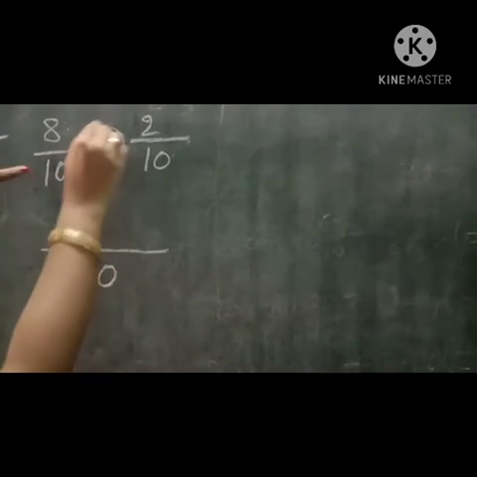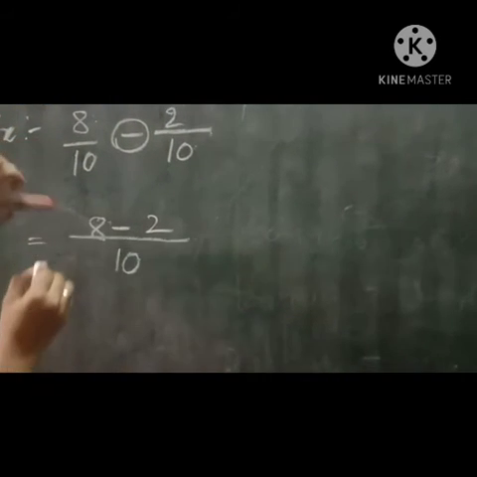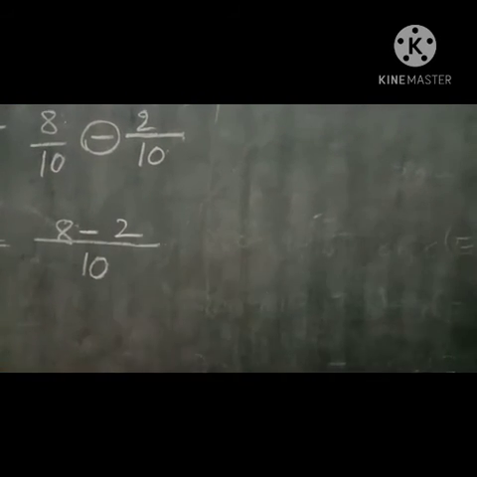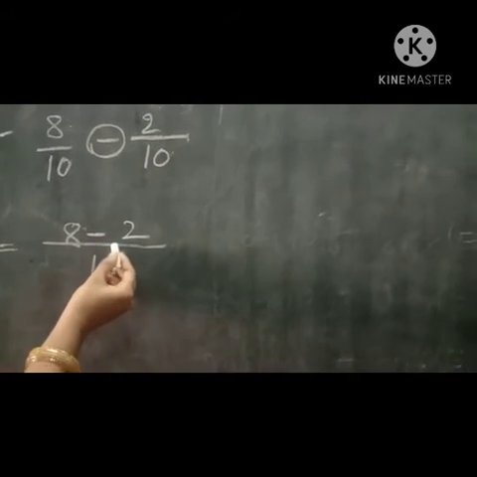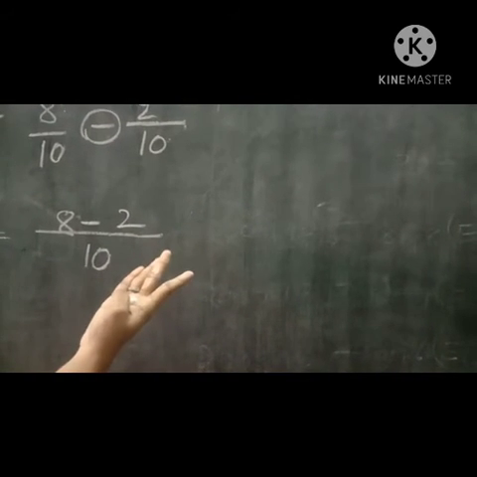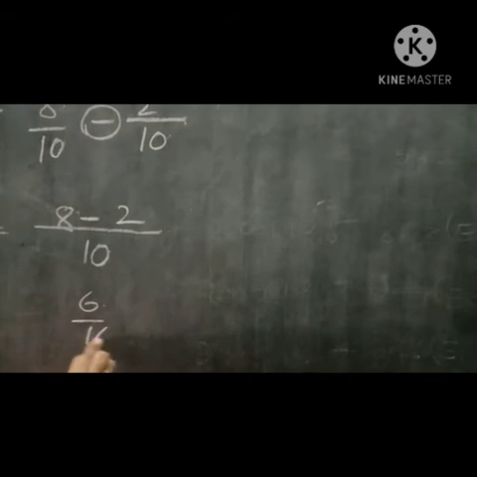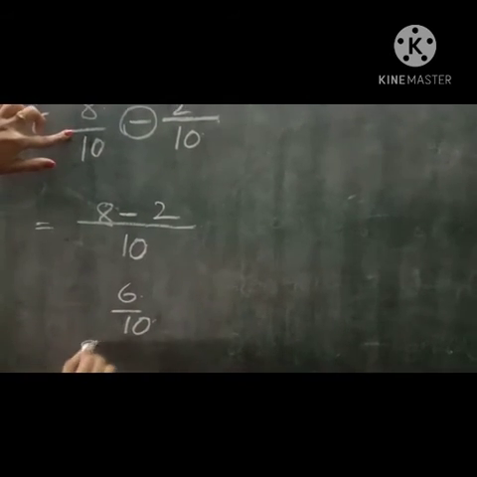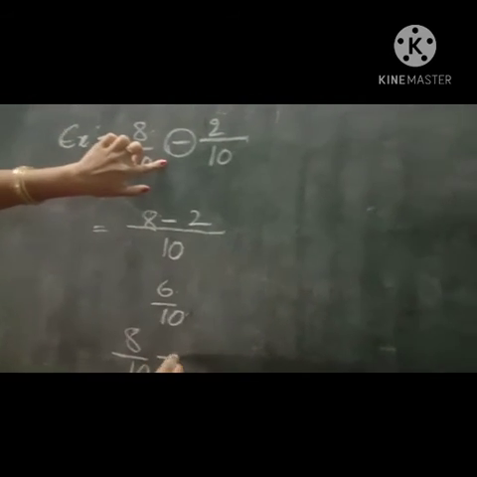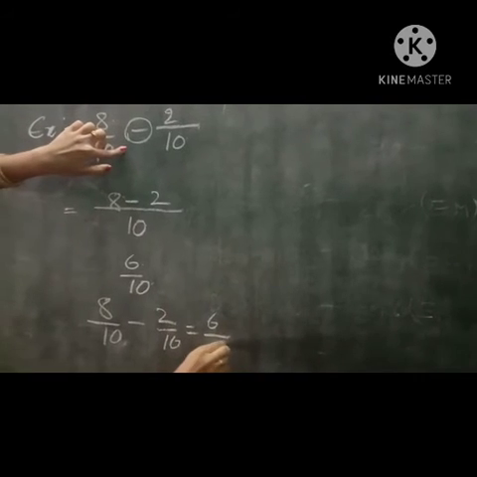What is the symbol here? The subtraction symbol is there. Minus 2. 8 minus 2 is equal to how much? 8 minus 2. Tell me. 2, 3, 4, 5, 6, 7, 8. So 6 by 10. 8 by 10 minus 2 by 10 equals 6 by 10.